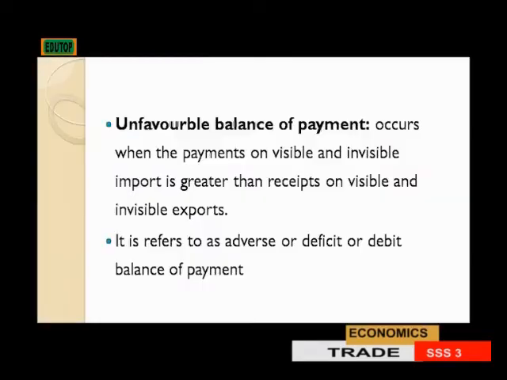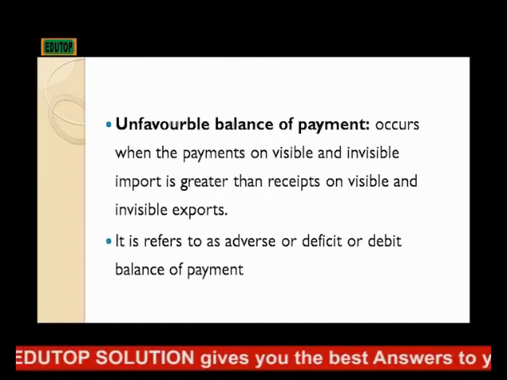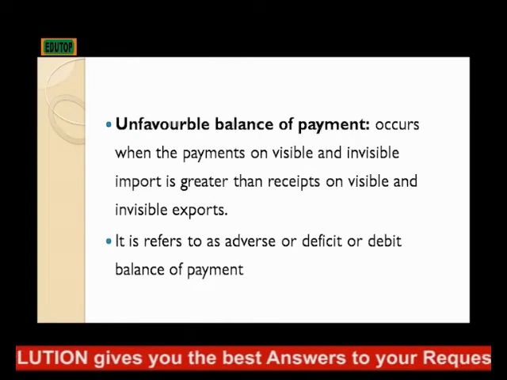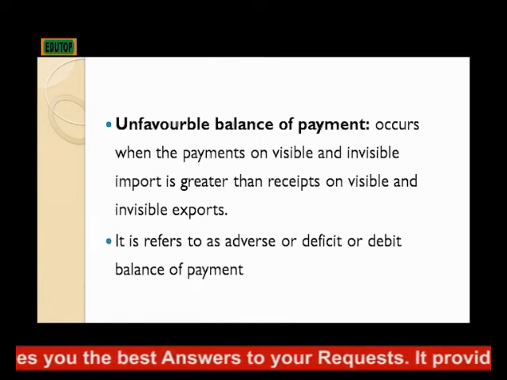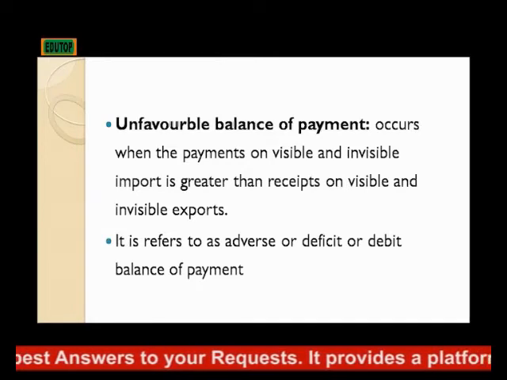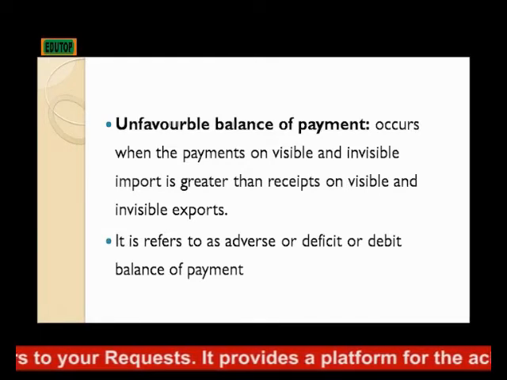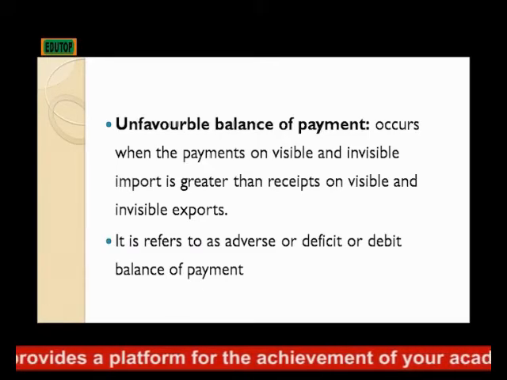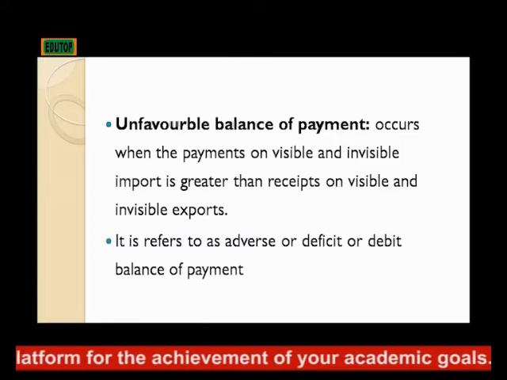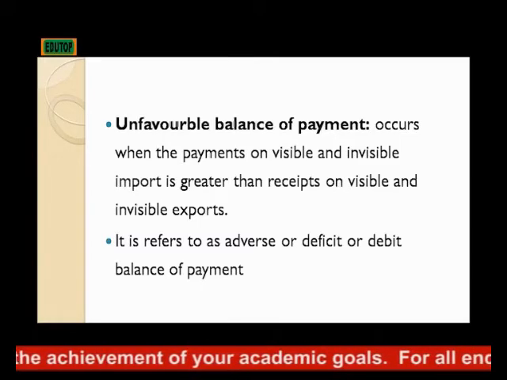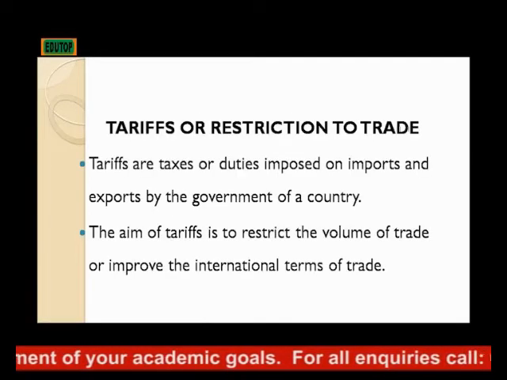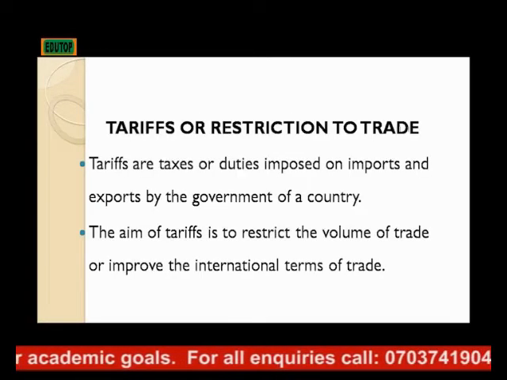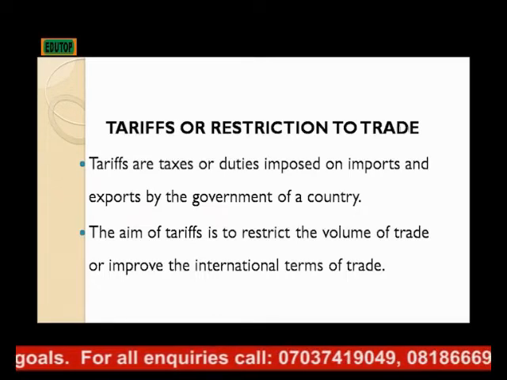And the opposite, which is unfavorable balance of payment, occurs when the payment on visible and invisible imports is greater than the visible and invisible exports. It is referred to as the adverse or deficit or debit balance of payment. Those are the relationships between the visible and the invisible balance of trade and balance of payment of a particular country. Another concept to understand under international trade is what we refer to as tariffs or restriction to trade.